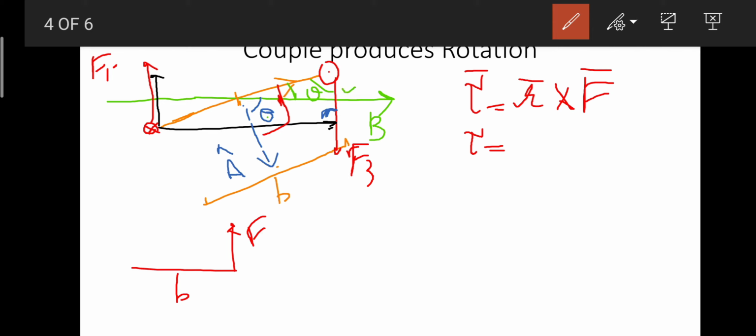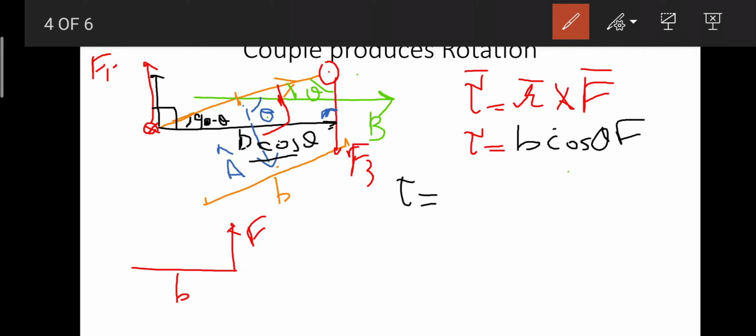So here is theta, here is 90 degrees. Here you are noticing that the component which is perpendicular to the force is basically b cos theta, and this is the component which is responsible for producing torque, for generating the couple arm.